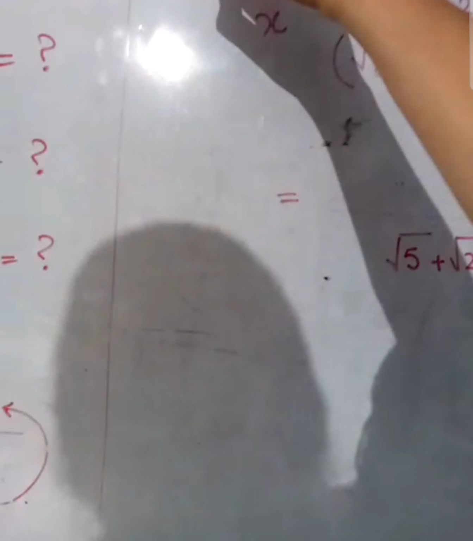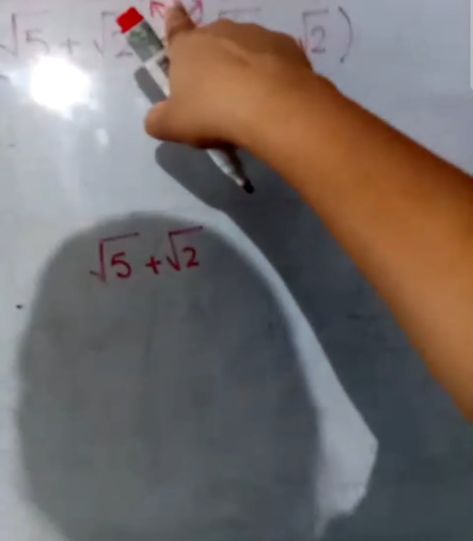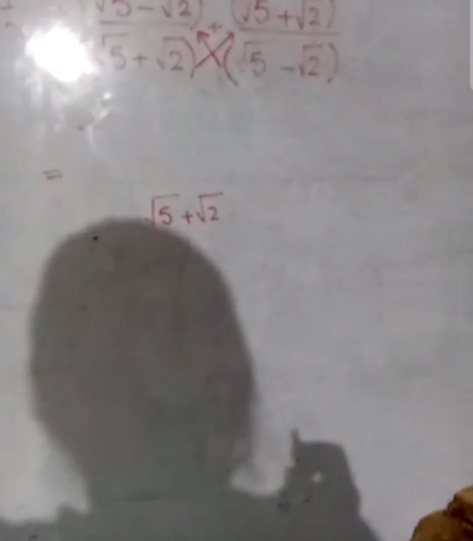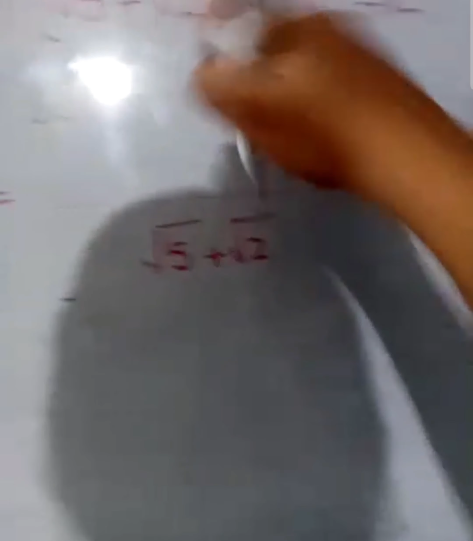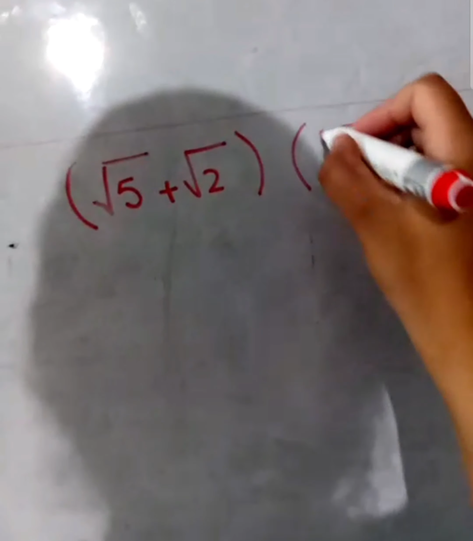Look here, the value of x is written here. This whole term is the value of x. Then the plus sign is written here. Then 1 by x, this is the value of 1 by x. Is it clear? Having two different terms in the denominator, both will be multiplied.